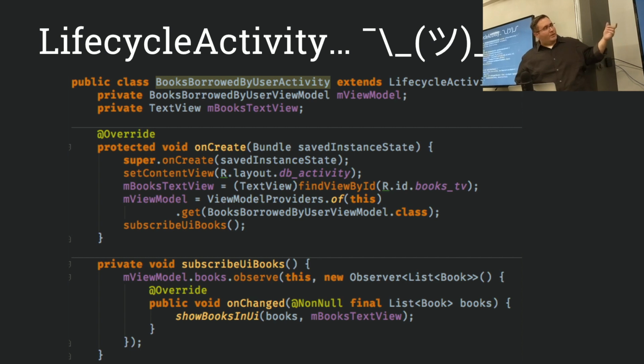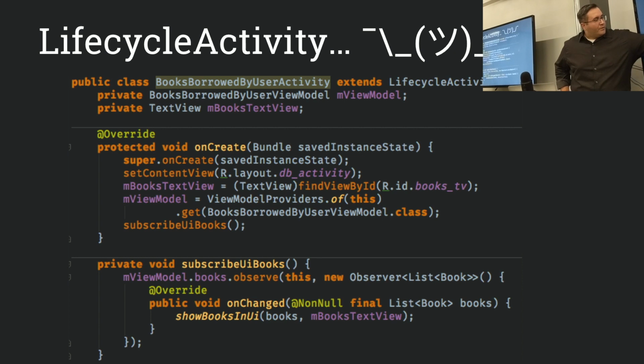Well, we use our lifecycle activity. So here's just a regular activity that we're extending, not from app compat activity or, God forbid, activity itself. Always use the compat libraries if you can. So we're extending from the lifecycle activity. And here we have our view model and a text view that we'll use in a bit. And in our activity on create, we have our initialization. We're setting our content view. We're grabbing our text view from that. If you guys are familiar with Kotlin, I apologize for this being in Java.